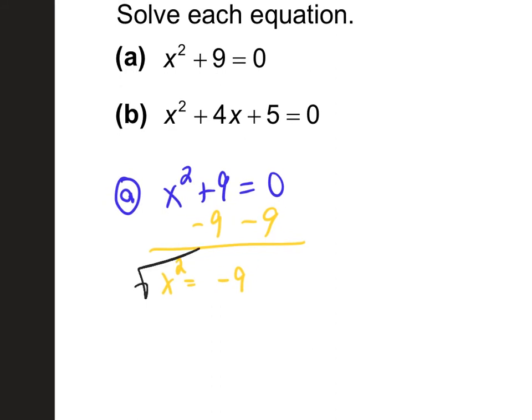Okay, take the square root. When I physically put the square root on a number, what goes in front of my answer? Plus or minus. Now, the square root of 9 is 3. But what is the square root of negative 1?